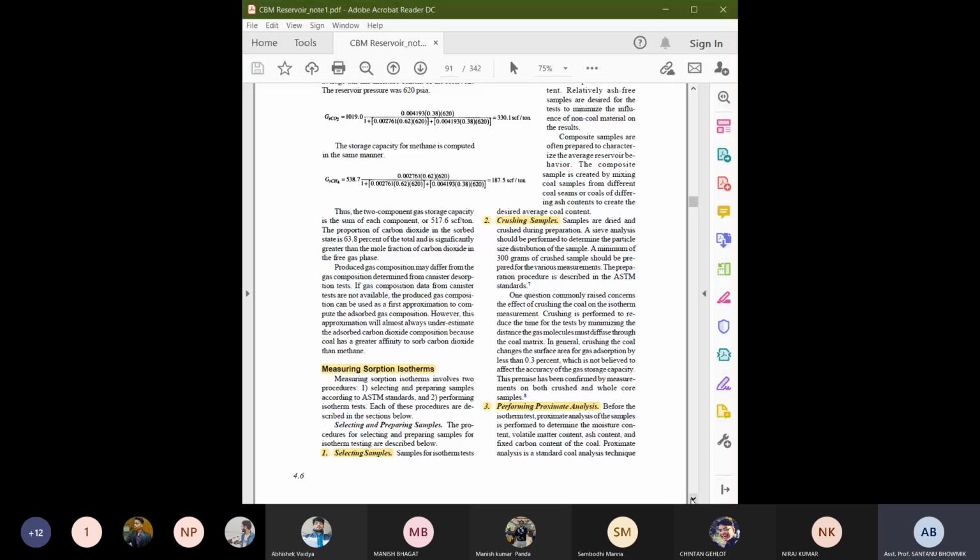First is that you have to select the sample. Obviously, if you are going to do the coal isotherm testing, you have to prepare the sample, and for that you have to collect the sample from the mines. When you collect the sample from the mines, the procedure is that you have to collect it from the freshly exposed roof or the freshly exposed coal just after the blasting, or just taken from the coal production phase.